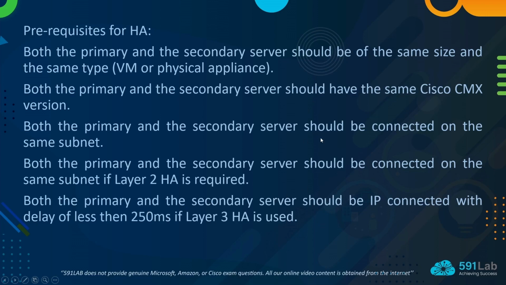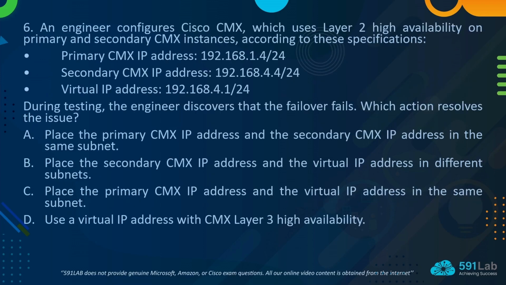So we're going to stick with the main thing: the primary and secondary server should be connected to the same subnet. So the answer should be A, place the primary and the secondary in the same subnet. Like we said, we put them on the same subnet and the failover should happen.